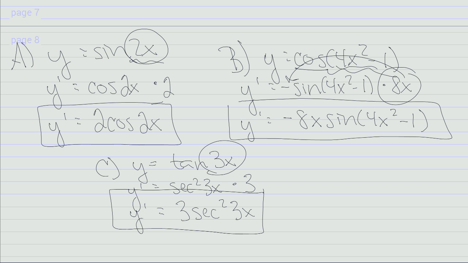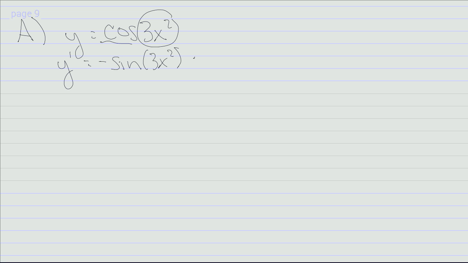Sometimes we have to be careful with parentheses when dealing with trig functions. Like our next example, a, we have y equals cosine of 3x squared. That squared is not squaring the whole function, it's just squaring within the stuff, the 3x. So, take the derivative. Y prime is equal to the derivative of cosine, negative sine of 3x squared. Tack along the derivative of the stuff, which is going to be 6x. Therefore, my derivative, y prime, is equal to negative 6x sine of 3x squared.